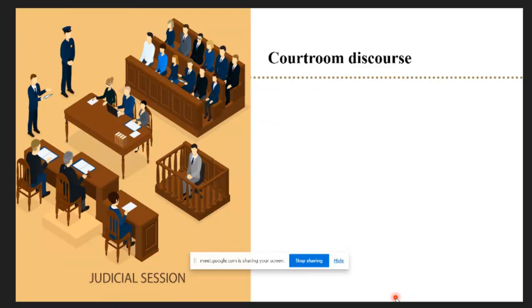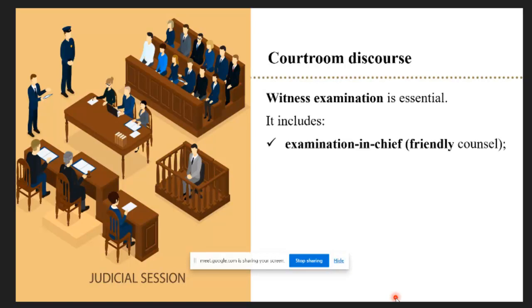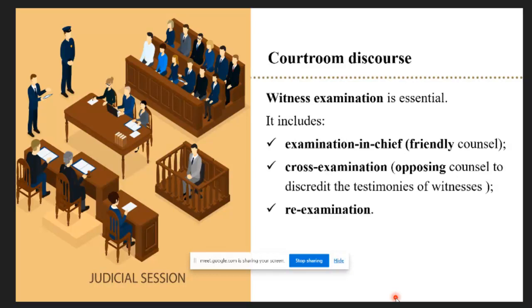And the second area in the communication is courtroom discourse. As you all know, in the courtroom the witnesses are of paramount importance because they will testify to what happened on the dates in the cases. So depending on the purpose of the jurors, we may have three types. The first one is examination in chief with friendly counsel.